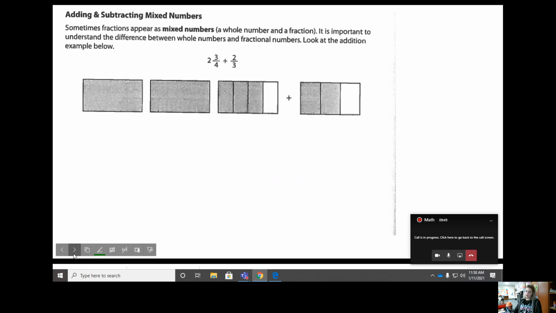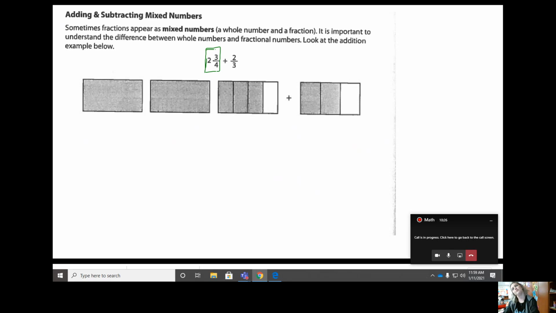All right, so adding and subtracting mixed numbers. Now, this fraction right here, this is a mixed number. It means that there is a whole number and a fraction. So you have the 2 as a whole number and then 3/4 as your fraction. And we're going to be adding this to 2/3, which is just a fraction. There's no whole number to it. Do not worry. It'll be fine. I promise. I can hear the screaming in your head of, oh my gosh, Miss Gonzalez, what are we going to do? Don't worry. I got y'all.